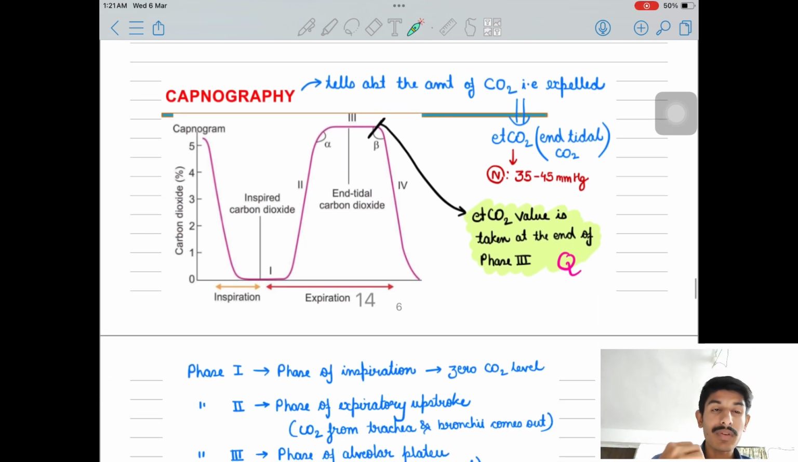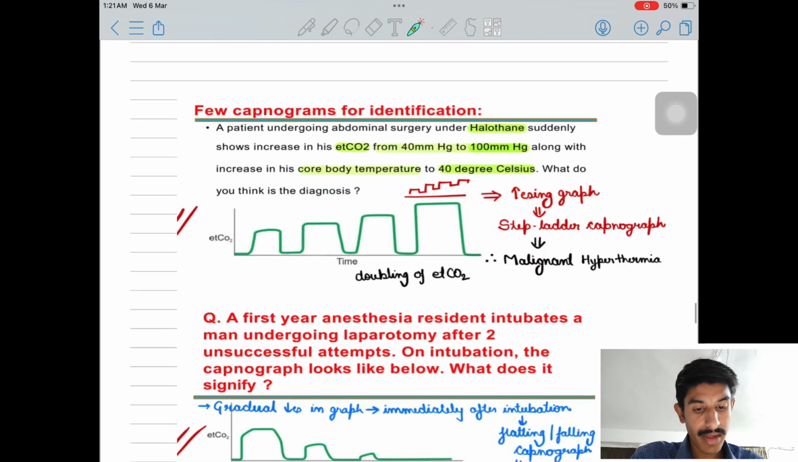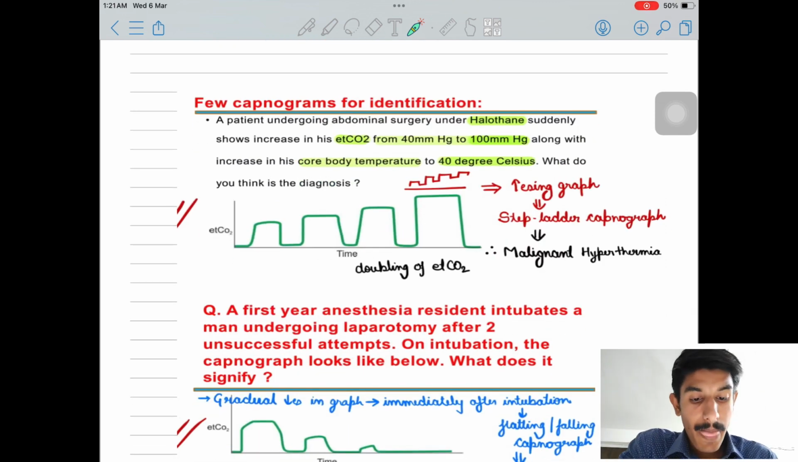Now we'll study different kinds of capnographs. This is the normal capnograph you are seeing. Let's start with the first. A patient undergoing abdominal surgery under halothane suddenly shows an increase in ETCO2 from 40 mmHg to 100 mmHg along with an increase in core body temperature to 40 degrees Celsius. What is the diagnosis?